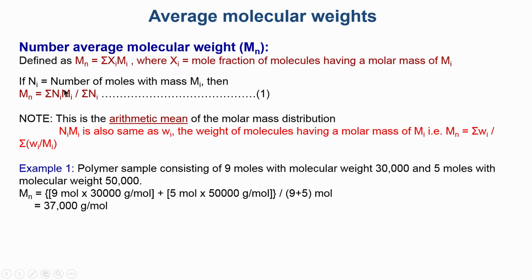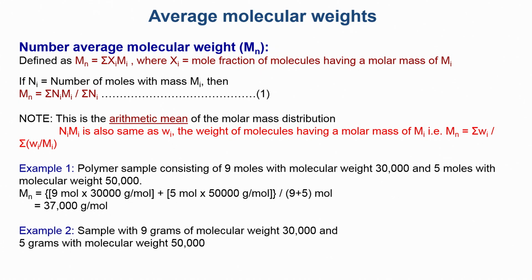So, essentially we are using this formula. Mole here is nothing but numbers. So this is here, and then essentially you are dividing by the summation of the total moles, which is 9 plus 5, which will give you an average molecular weight of 37,000.